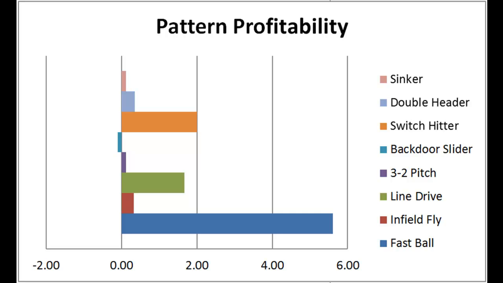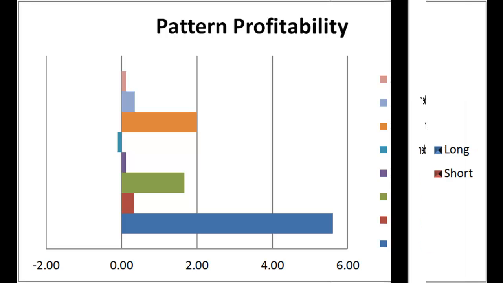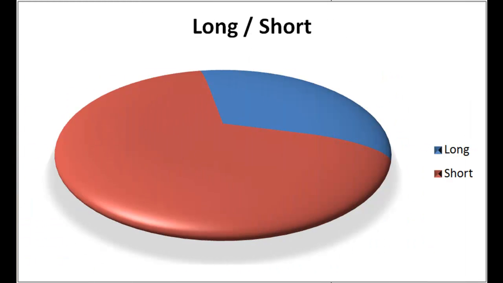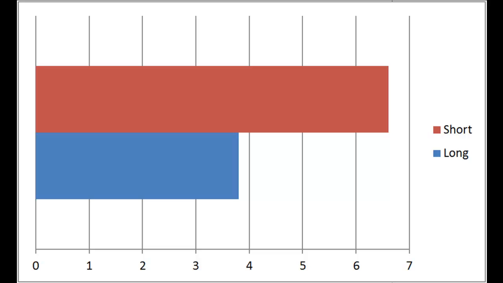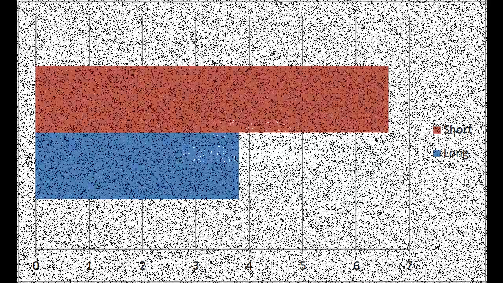Switch hitter, 2 points. Double header, 0.35 points. And sinker, 0.12 points. We see in this pie chart that we had 29 long trades and 62 short. And in terms of profitability, longs accounted for 3.8 points, whereas shorts accounted for 6.61 points.